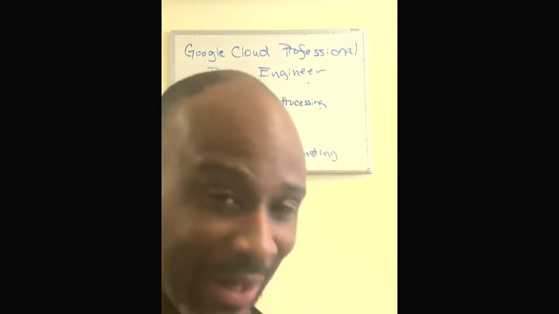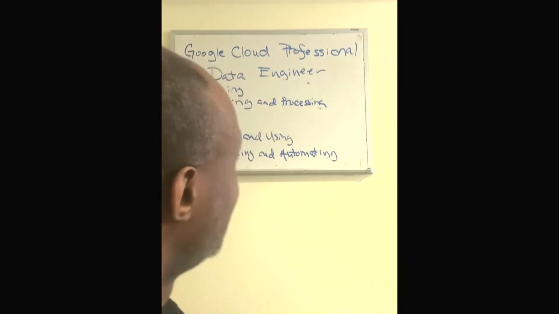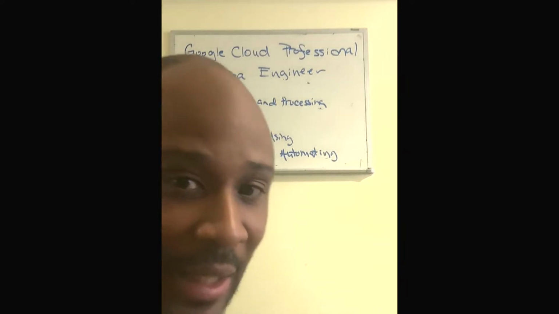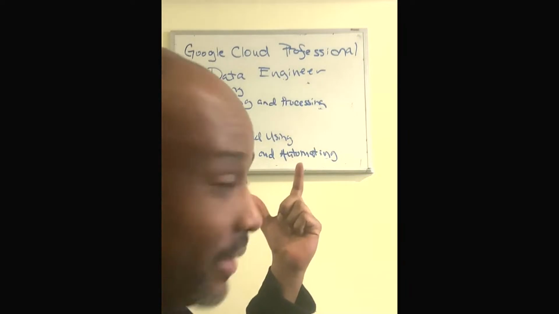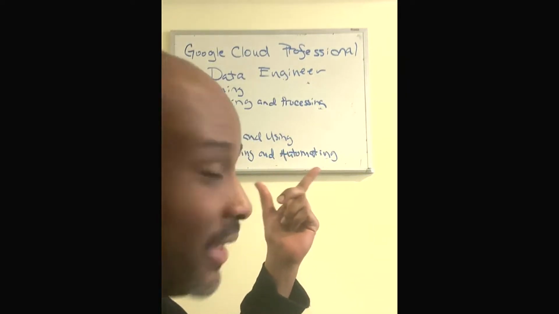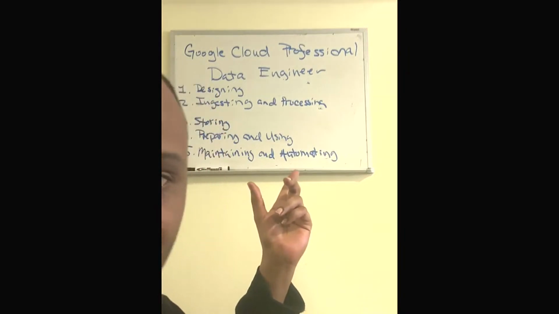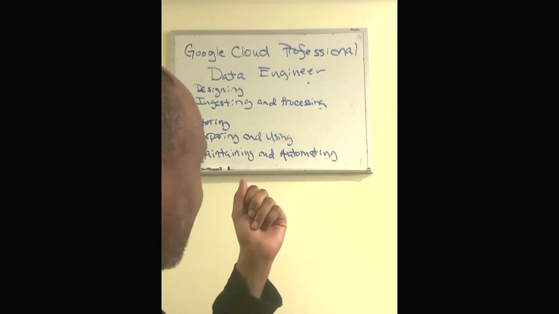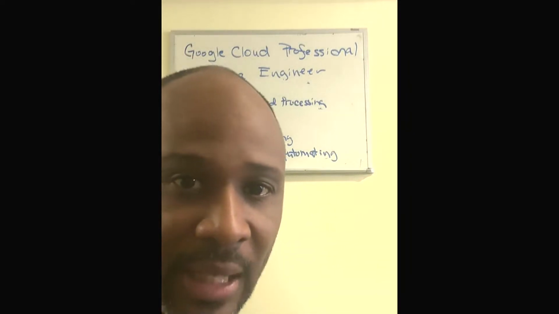Let me go through the sections real quick. The 5 sections, just so you can get an idea of what's on it: designing the data system, ingesting and processing the data, storing the data, preparing and using the data for data analysis, and the last one is maintaining and automating the data.